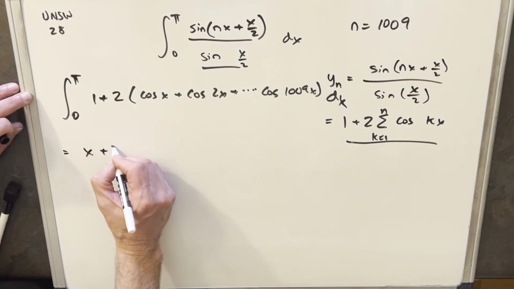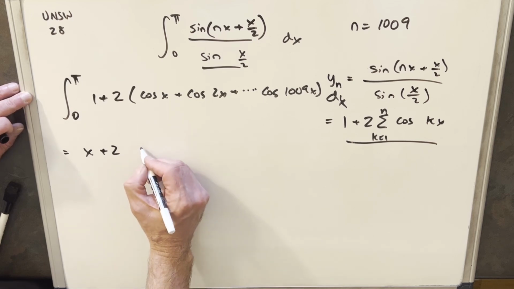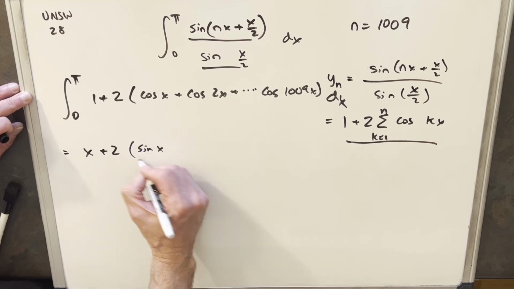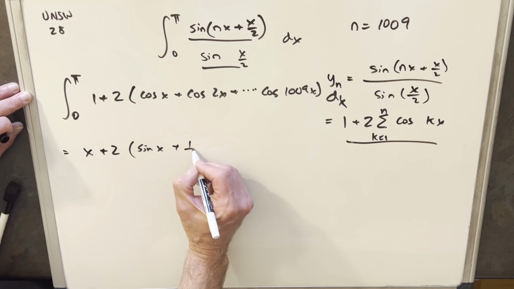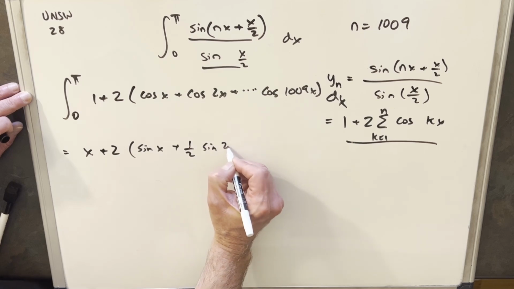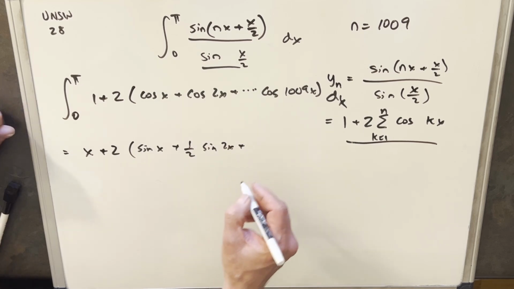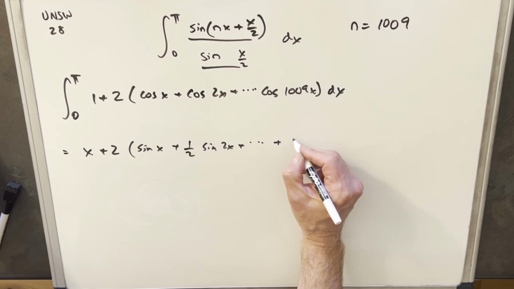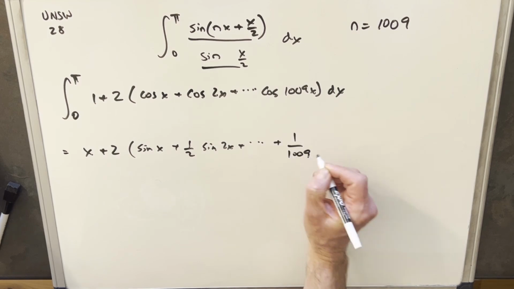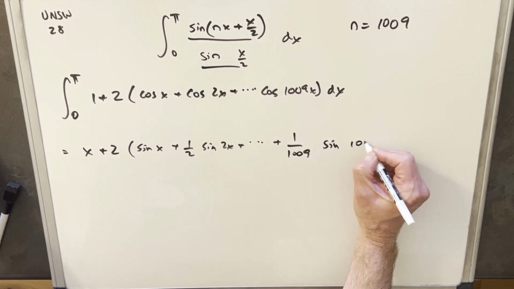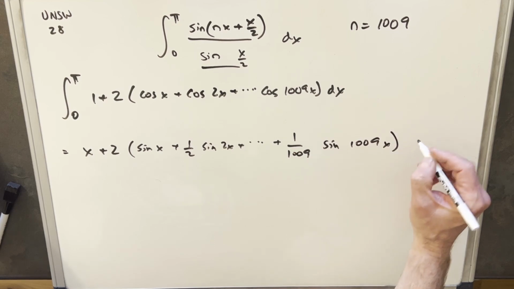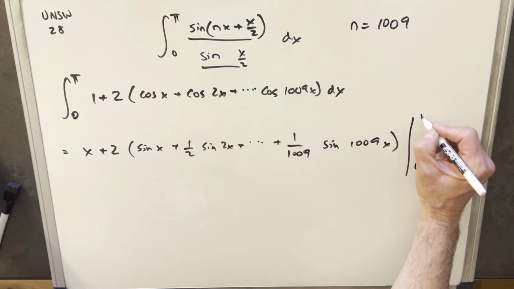Then we'll have our 2 out front. Then integrating cosine is going to be sine x, and then we're going to have half sine 2x, a third sine 3x. Then finally, we're going to have 1 over 1009 sine 1009x, and this is all evaluated from 0 to pi.